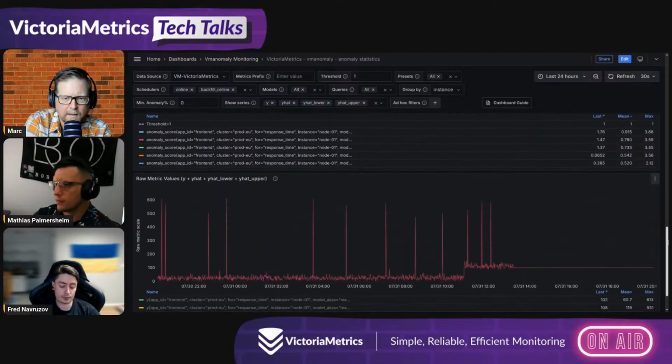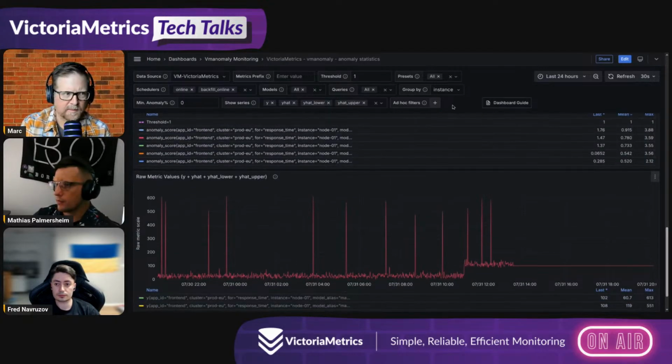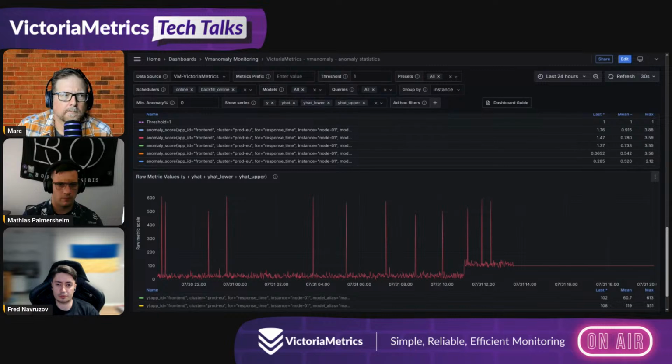So, Fred, how many models does vmanomaly support currently? vmanomaly supports a set of built-in models, with support for custom models if the customer wants them. We have a single Python API. For now, we have a set of model types. Let me go back to StreamYard.